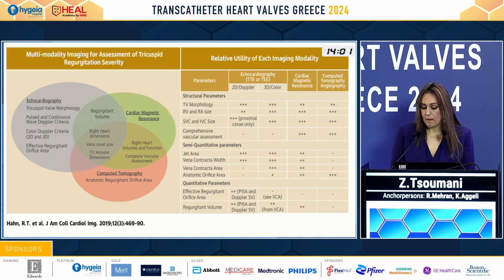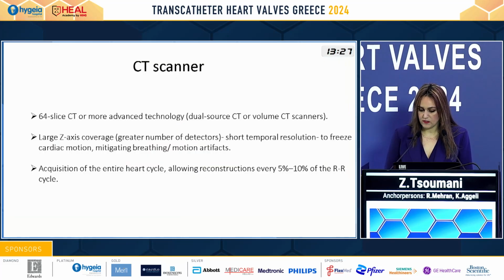Cardiac CT is one of the pillars now of the multimodality assessment of the tricuspid valve. It can study the tricuspid valve morphology, measure the right heart, SVC and IVC, and allow a more comprehensive vascular assessment, in this case the venous assessment. By calculating the anatomic orifice area, we can have a semi-quantitative parameter of the tricuspid valve severity.